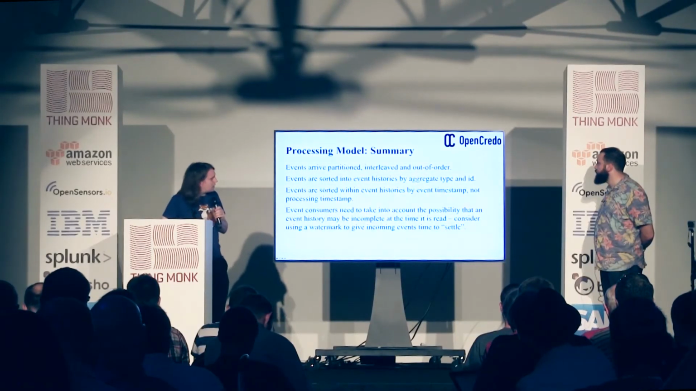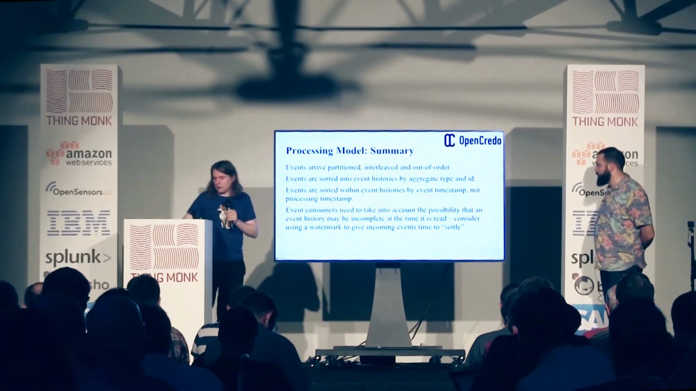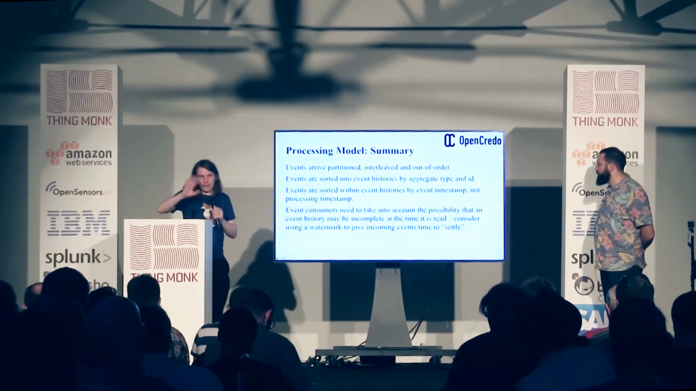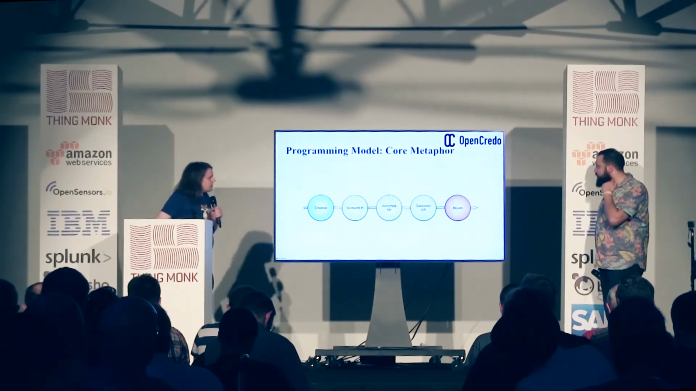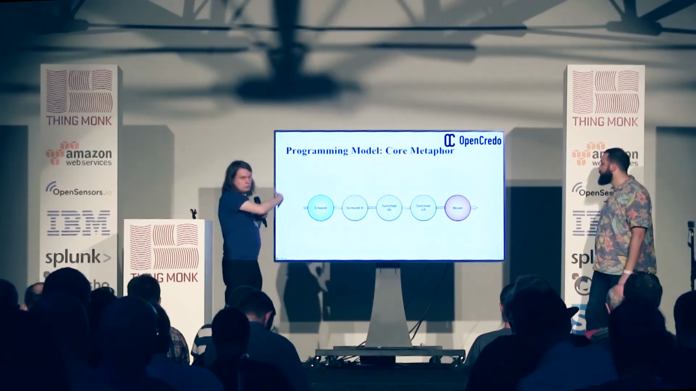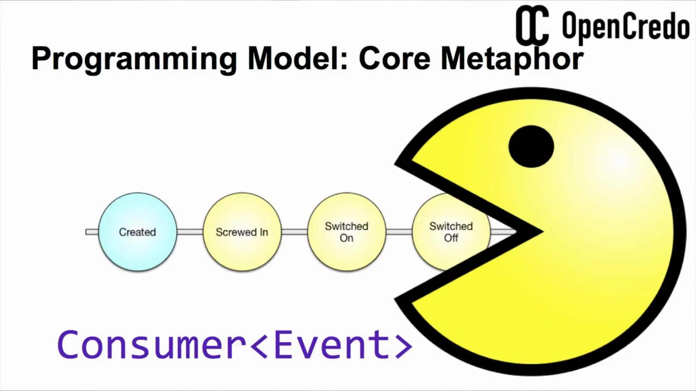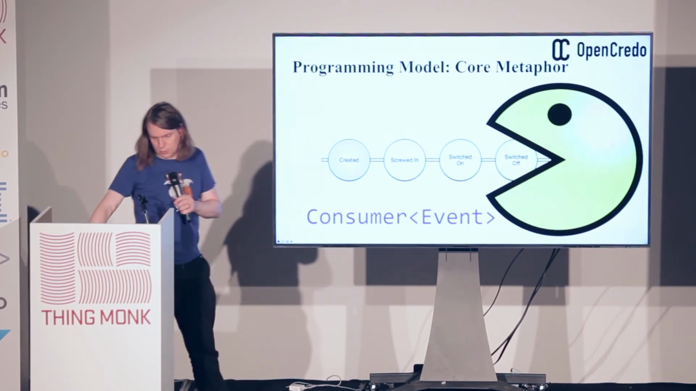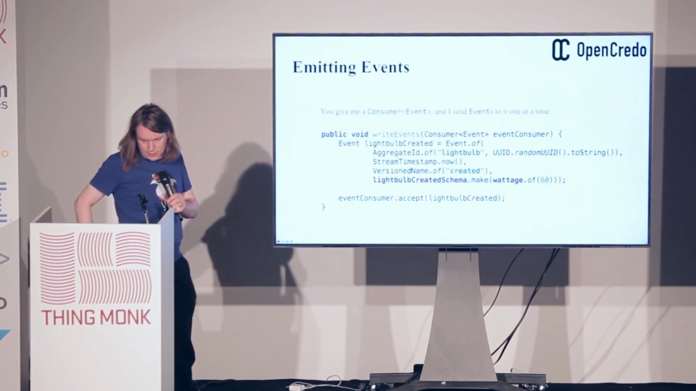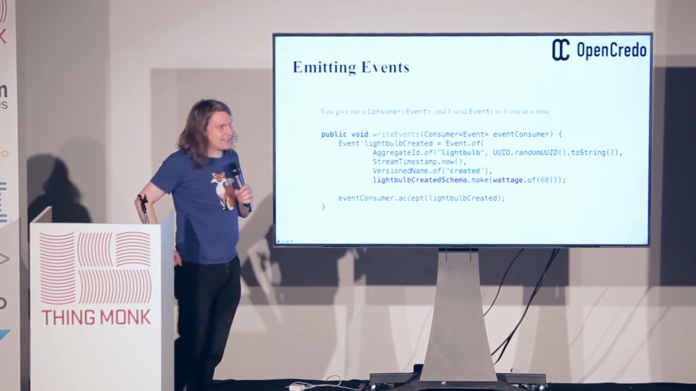So I'm going to talk fairly quickly about the programming model that we've built around this. Obviously, this is slightly more of interest to developers, I guess. So the core metaphor: we've got a sequence of events that we're replaying from the event store, and we have a consumer of events, something that will receive those events and consume them. And in Java, this is literally a consumer of events. So this is a type in Java. A consumer of events is an interface with a single method, which is accept.